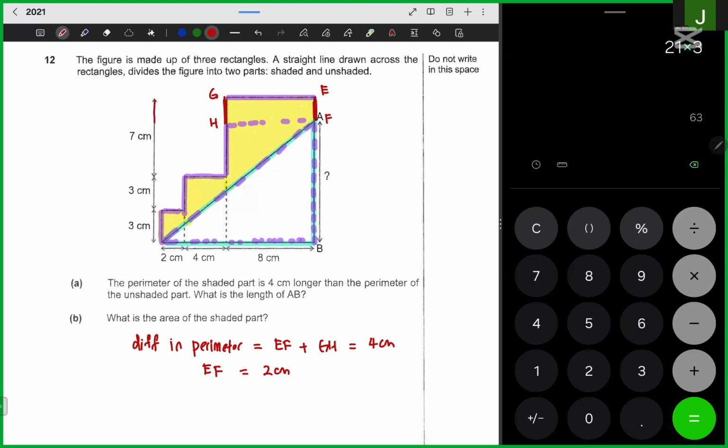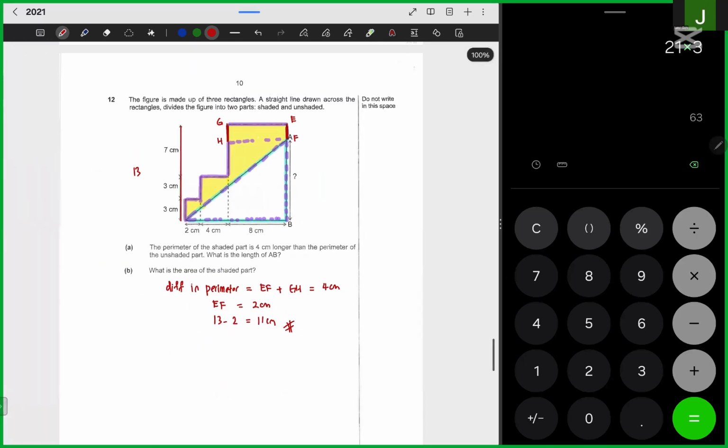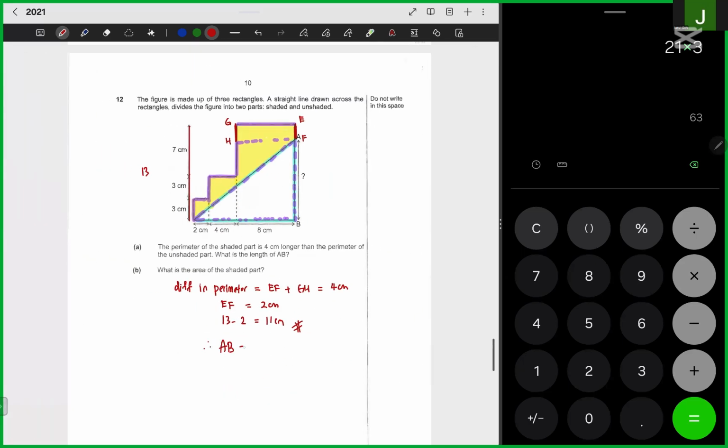Now, the whole length of the line is 7 plus 3 plus 3. So that's 13. So 13 minus 2 equals 11. So therefore AB is equal to 11 cm. Now for part B, they ask what is the area of the shaded part.